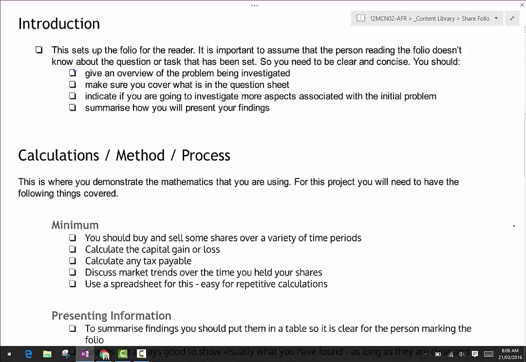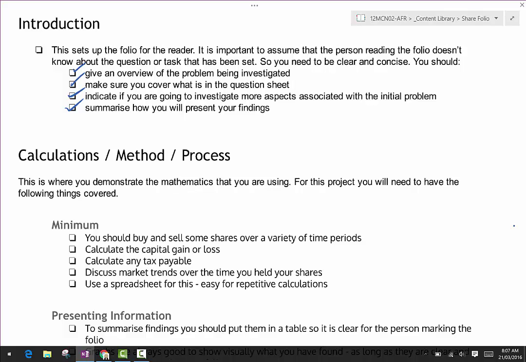You need to give an overview of what you're investigating. Make sure you cover what's in the question sheet. Okay, make sure that you understand what you're trying to find, but then also write it in your own words. Indicate if you're going to investigate any more aspects. So if you're going to go a bit further than the basics, you maybe want to indicate that in there. And then also summarize how you think you're going to present them. So you might be presenting your findings in a written format, plus tables and graphs where appropriate. So the person knows, oh, I'm going to be looking for this when I'm going to mark it.